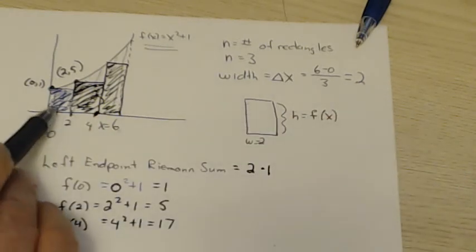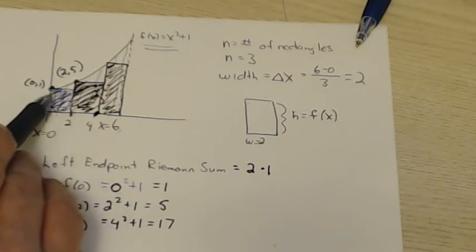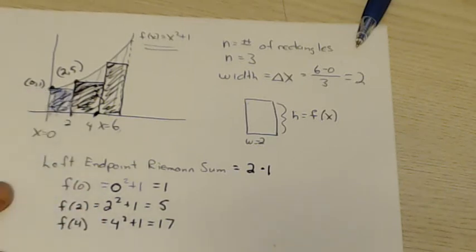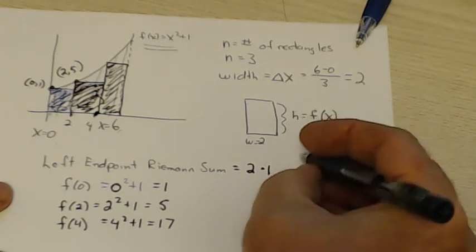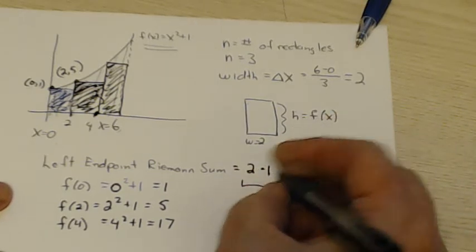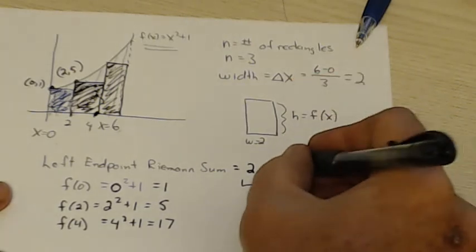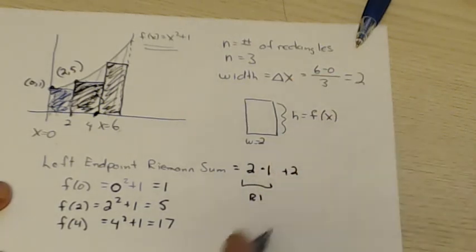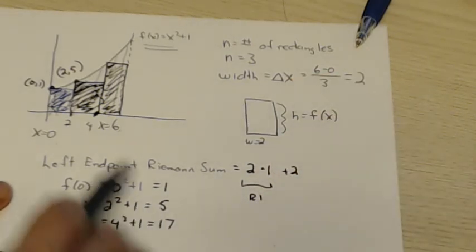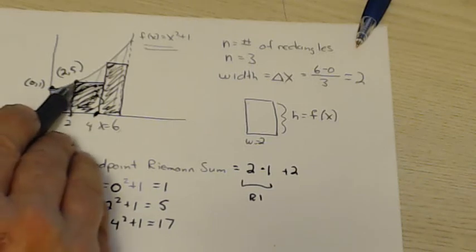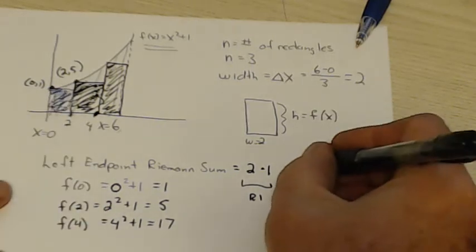That's this rectangle here that stretches from 0 to 2 and has a height of 1. Our next rectangle, so this is rectangle, let's go R1. Okay, our next rectangle again has a width of 2, but its height was 5 because that's the function's value there at 2 was 5.